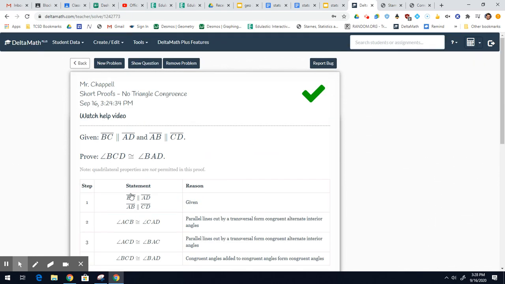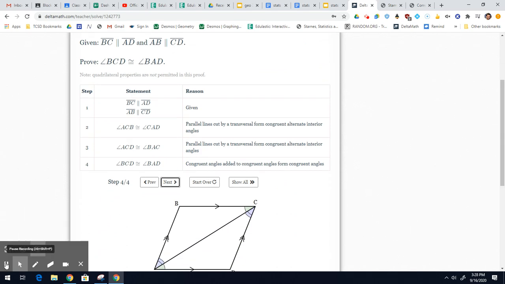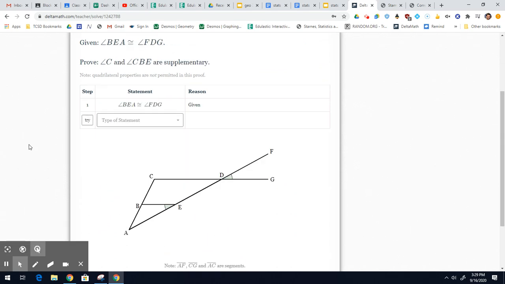Okay. All right. Second problem coming on this video. So in this problem, we're given that angles BEA and FDG are congruent. So that's this angle here and this angle here. Again, we can hover over to highlight them. We want to prove that angle C and angle CBE are supplementary. So let's take a look at where these two angles are.